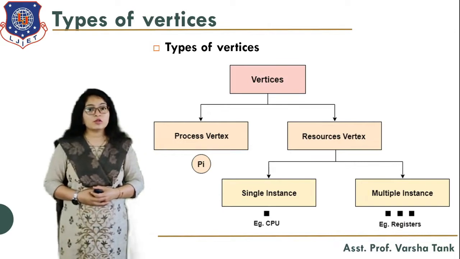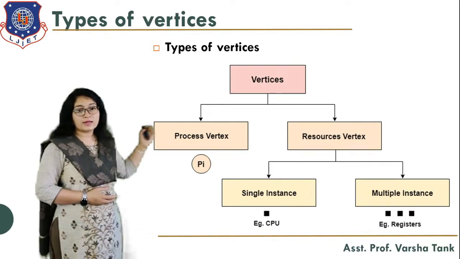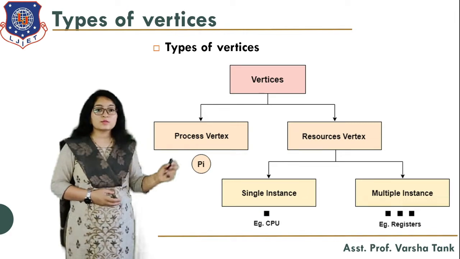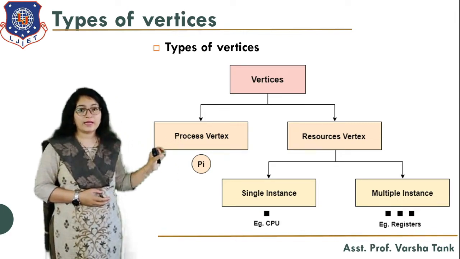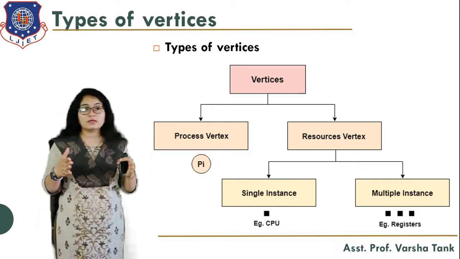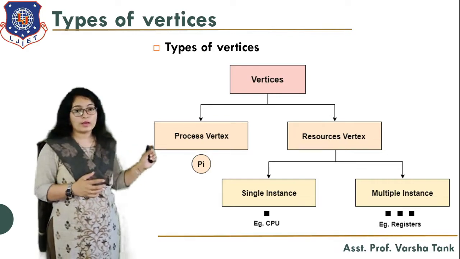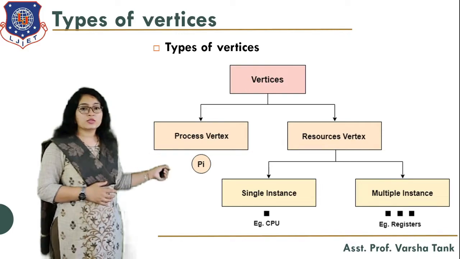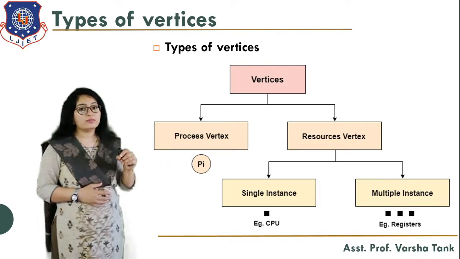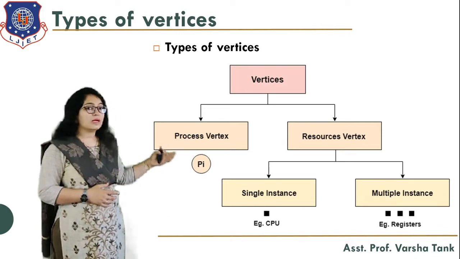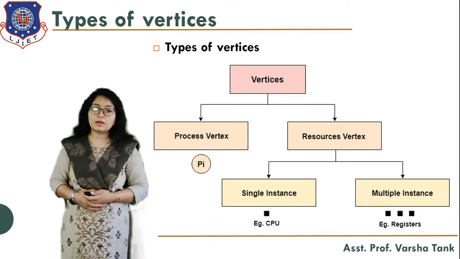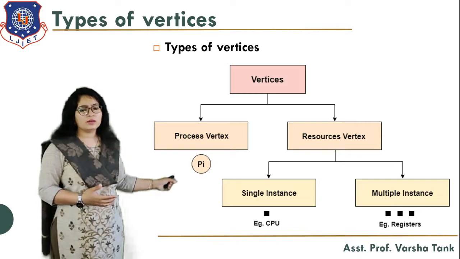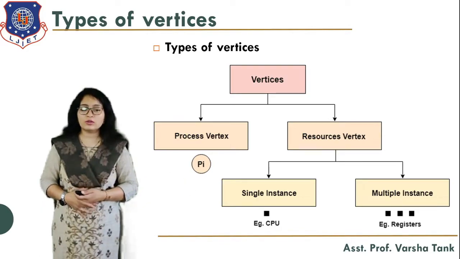So here you can see the types of vertices, the process vertex and the resource vertex. This process vertex P1 is denoted by a circle, and the resource vertex is defined using a square, so a square or rectangle. If it is a single instance, then it is just a square, and if it has multiple instances, then in that rectangle you can draw multiple dots, or you can draw a solid square also.